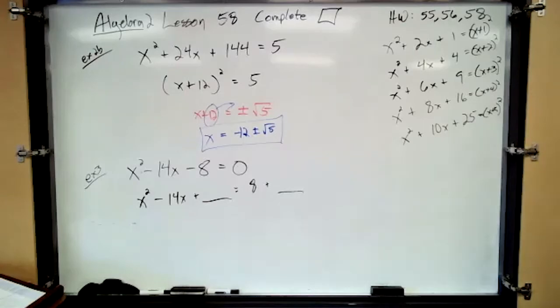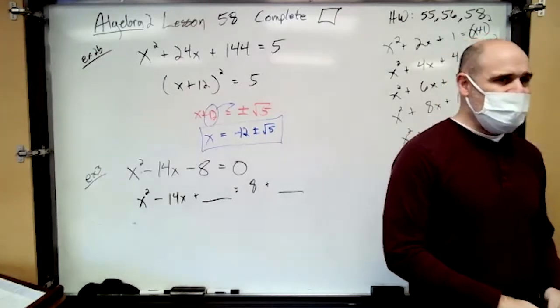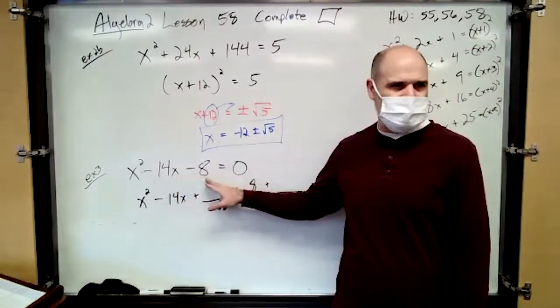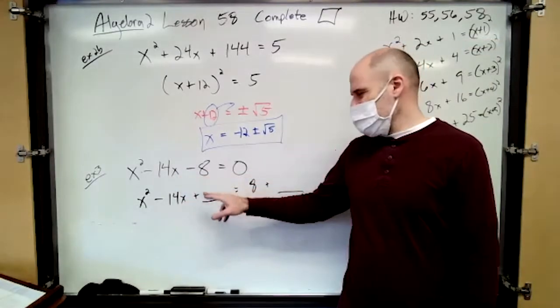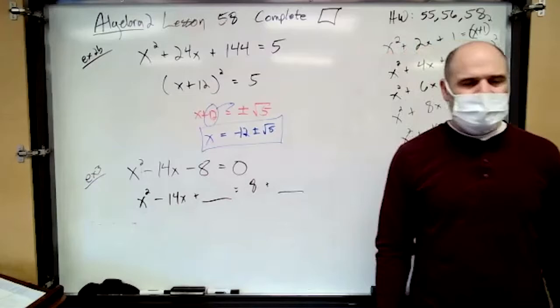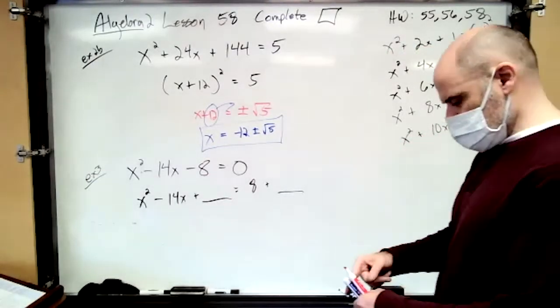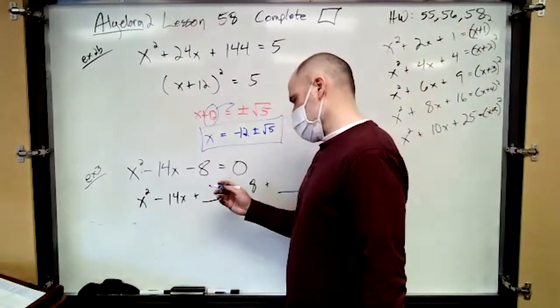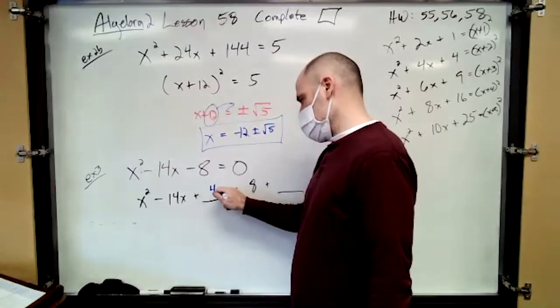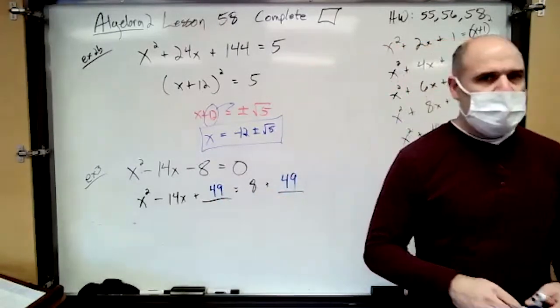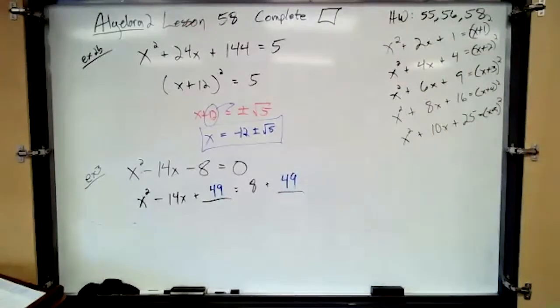Okay, so what's the next step? How do we figure out what will make this a square trinomial? Because right now this isn't a square trinomial. Okay, divide the 14 by 2 and then what? Square it. So what do you get? 49. Good.